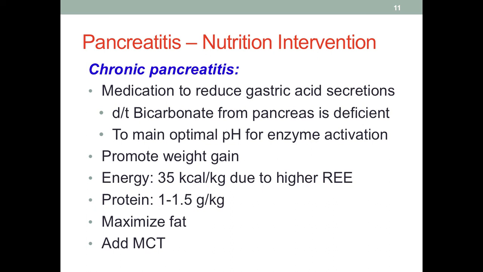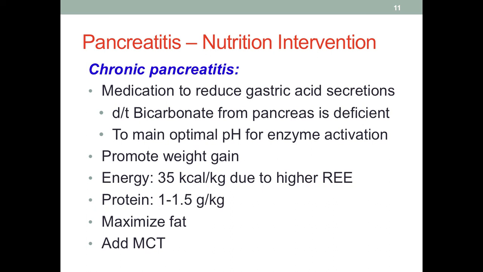Patients with this condition are at high risk for malnutrition due to maldigestion and malabsorption, so we would want to promote weight gain. For this, we would recommend to provide 35 calories per kilo of body weight because due to chronic inflammation, the patient's resting energy expenditure is higher than usual. Also, we want to provide a higher protein allowance and maximize fat as tolerated. Again, they have the decreased ability to digest fat, but we want to make sure to provide the maximum amount tolerated by the patient.